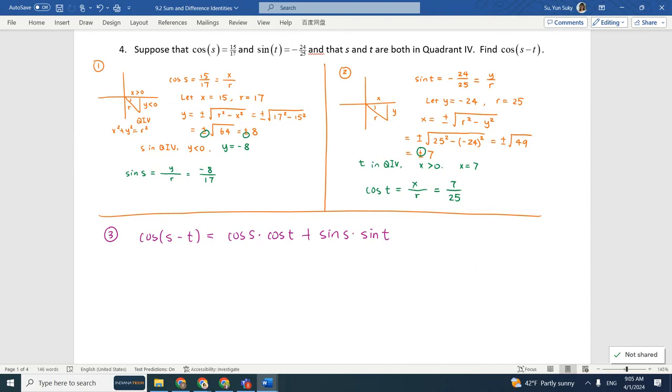This is what we learned before, and this is something new, but we have the formula sheet. You don't need to memorize the formula. Just use the formula from the formula sheets and compare which one to use. Now we can plug in. What is cosine S? 15 over 17. Right, everybody? And cosine T. What is cosine T?